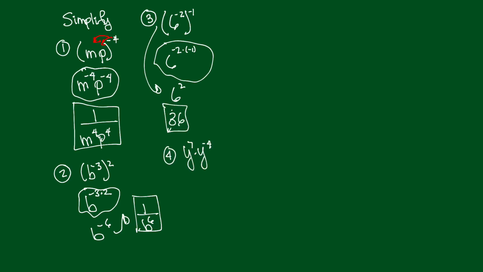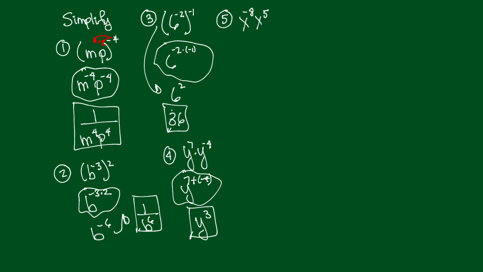And in number 4, we've got a multiplication of two powers, right? Two powers, this one and this one, but they have the same base. So as long as they have the same base, you can just add the exponent. So I'm multiplying, so I'm going to add the exponent. So I'm going to get y to the 7 plus negative 4. Now you just do this in your head, right? So you get y to the 3rd.